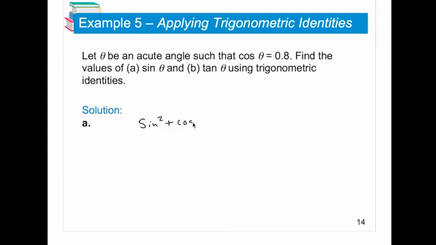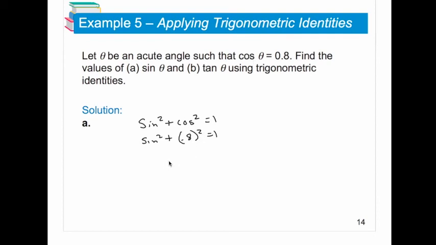Sine squared plus cosine squared equals 1. Let's see, what can I plug in here? Sine squared plus, and I know that the cosine is 0.8, so 0.8 squared equals 1. Now this brings up an important point. When I say sine squared or cosine squared, I do not mean that the theta value is squared. I mean that the cosine value is squared, that the sine value is squared. So that's why I put 0.8. That's the value of the cosine of this angle that's being squared.